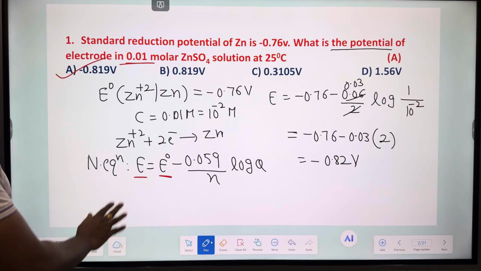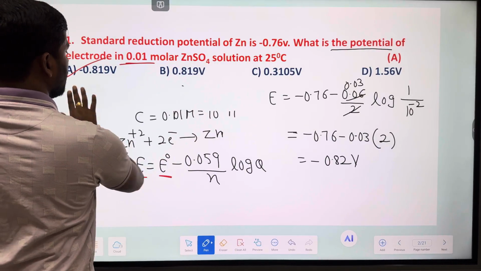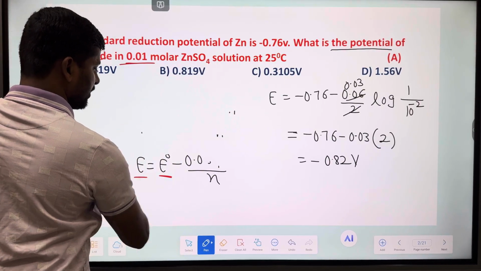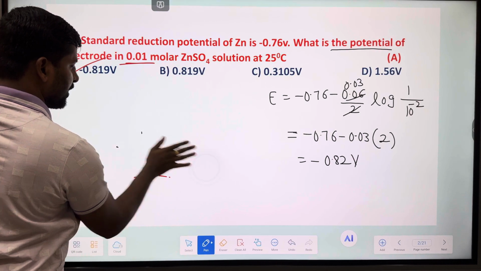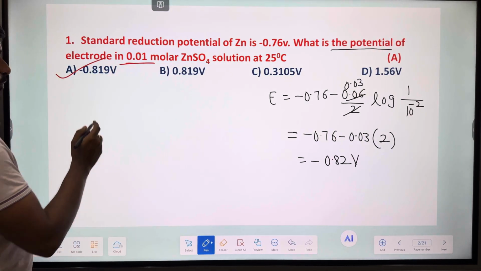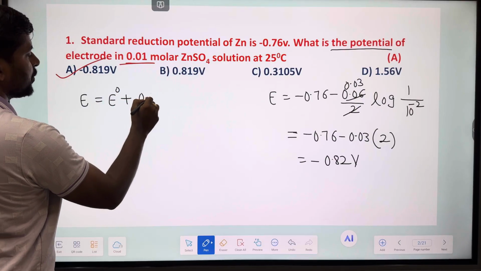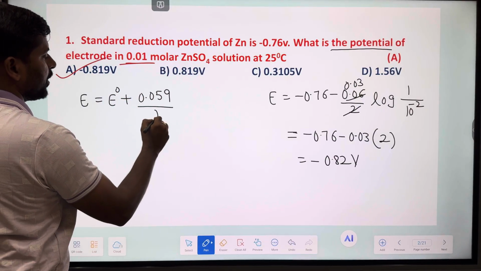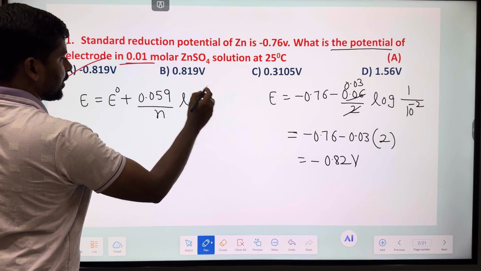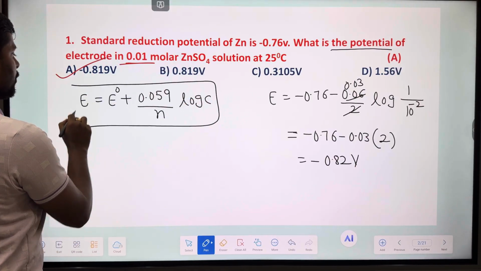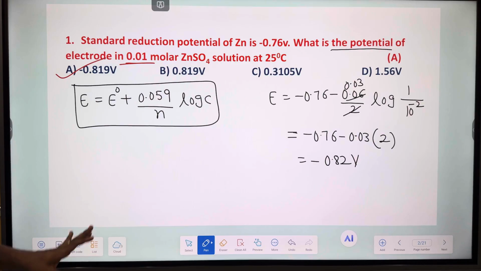Otherwise, you can directly use this formula also. In general, you may remember this formula to calculate reduction potential. The formula to calculate reduction potential is E is equal to E naught plus 0.059 by n log C. That is the general expression.